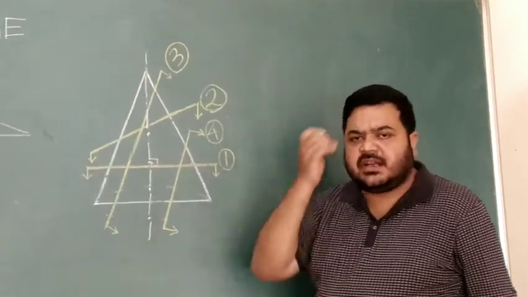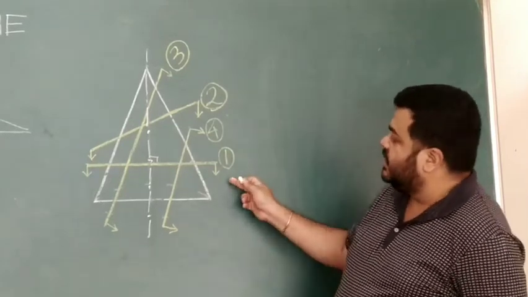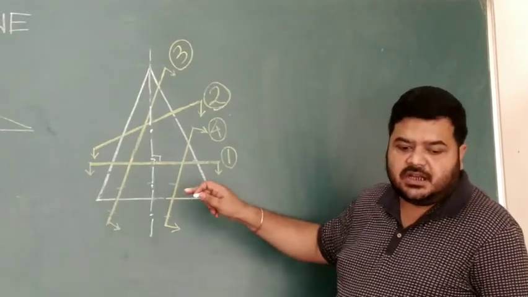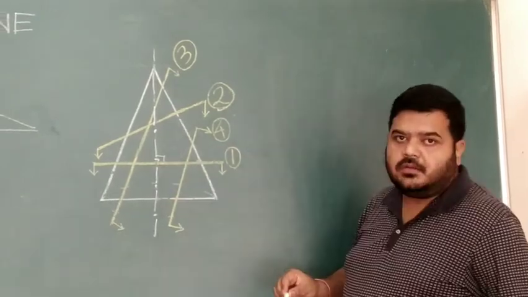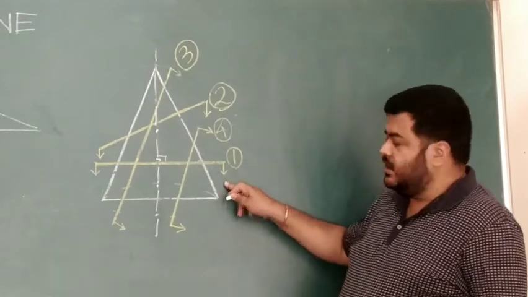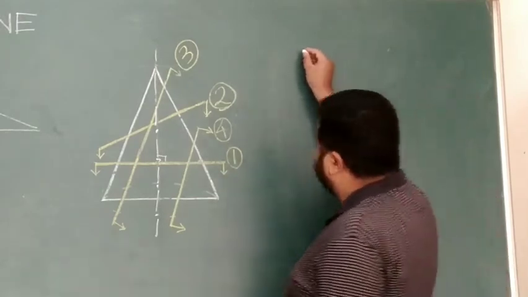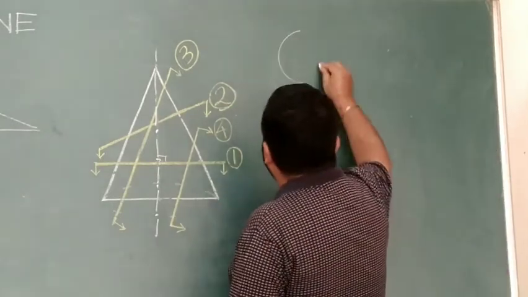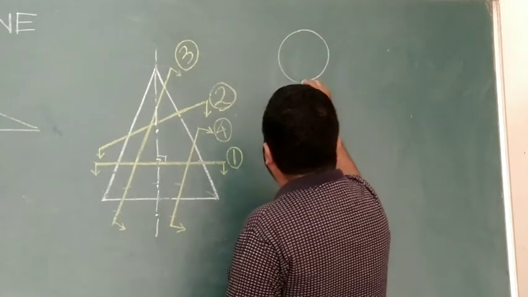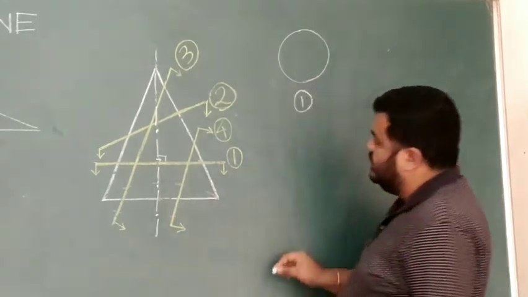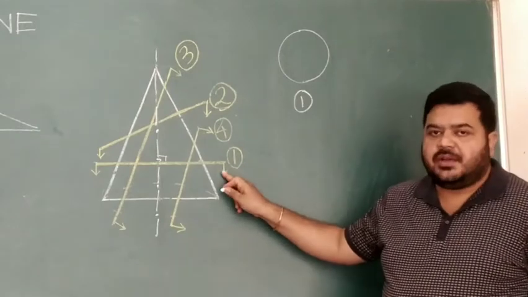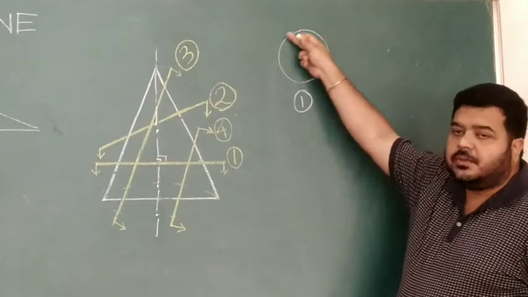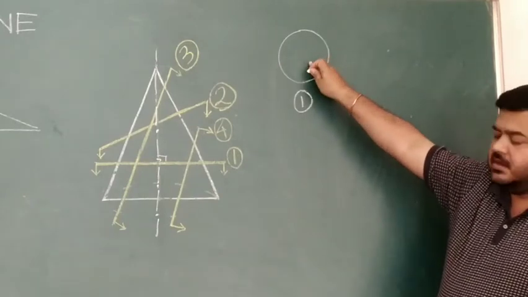We are not concerned with the base right here, but the sectional plane is perpendicular to the axis. When this is the condition, you get a section which is circular in shape. This is case 1. When the section plane is perpendicular to the axis, the shape of the section obtained is a circle.